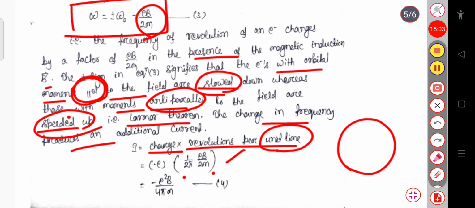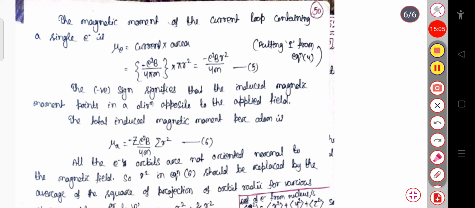Now, the magnetic moment of the current loop containing a single electron, for the single electron this will be mu E will be equal to current into area. So, from the previous relation we have calculated current will be equal to minus e square B divided by 4 pi m, and area is our pi r square. So, simply calculating this pi get cancelled, this will be minus e square B r square divided by 4m. This is the magnetic moment of the current loop containing a single electron.